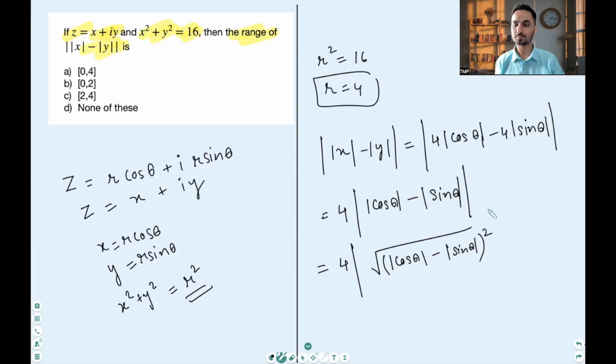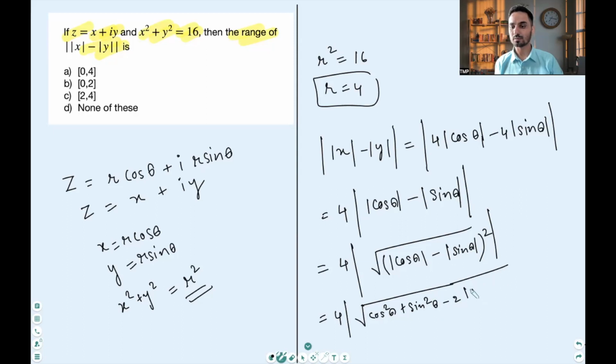whole squared. And if we square the term inside the root, we'll get 4 times square root of cos square theta plus sine square theta minus 2 times modulus sine theta modulus cos theta. And we know that 2 sine theta cos theta is sine 2 theta. That means we'll get 4 times square root of 1 minus modulus sine 2 theta.